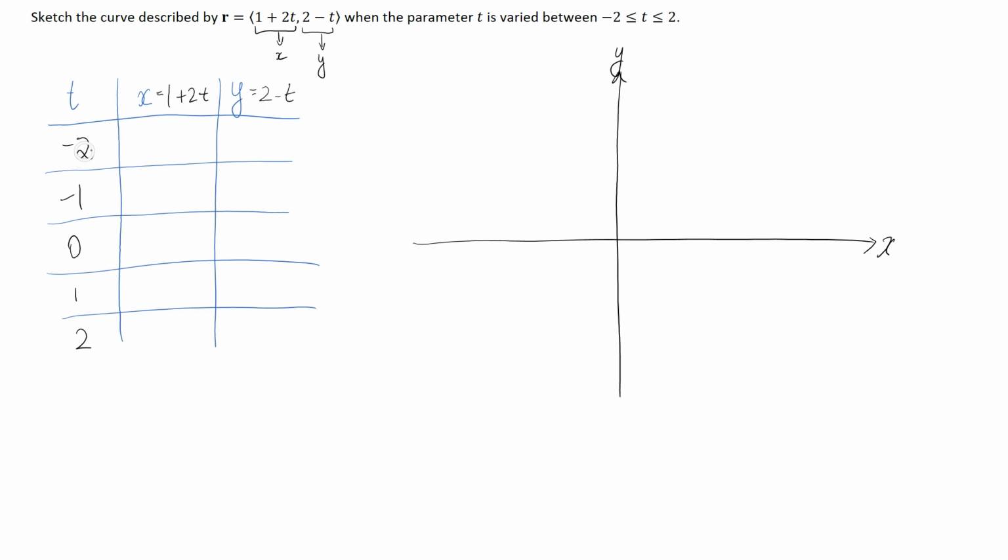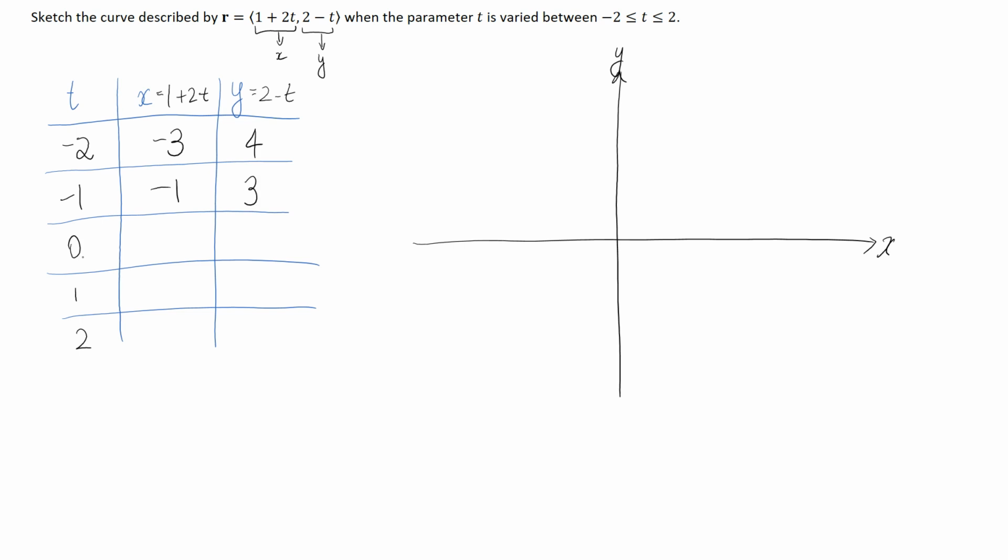So if we substitute t as -2 in here, we're going to get 2 times -2, which is -4, plus 1, which goes to -3. If we sub it in here, we're going to get 2 minus -2, so that's going to go to +4. If we sub in -1, 1 plus 2 times -1 is going to go to -1. And then subbing over here, 2 minus -1, that's going to go to +3.